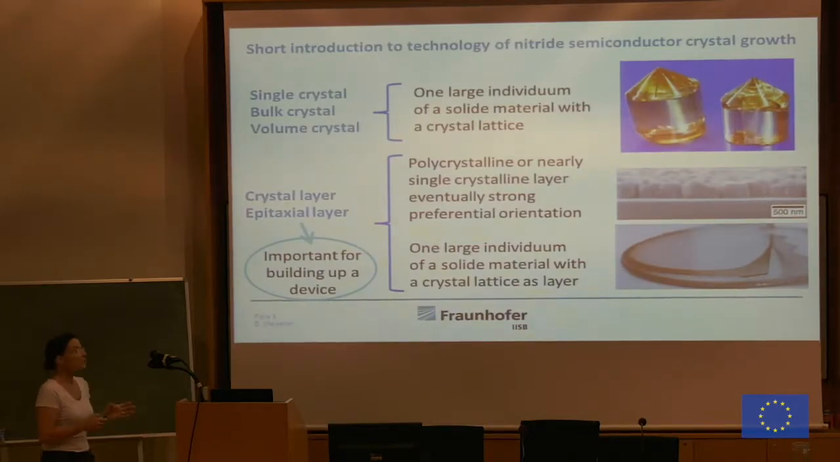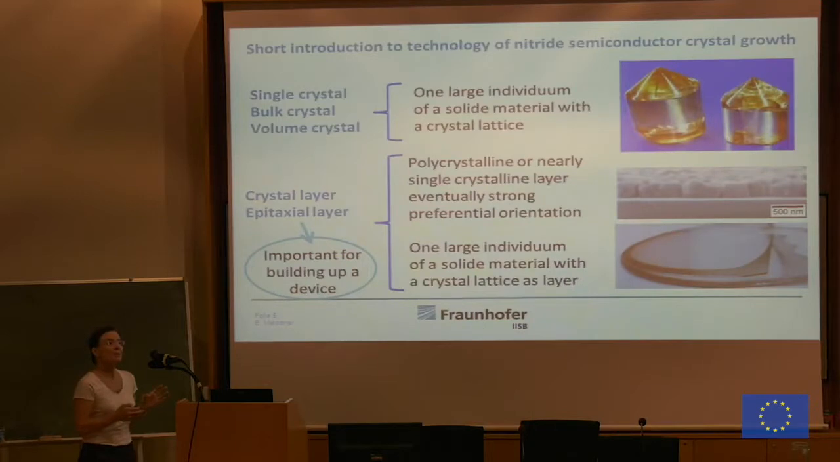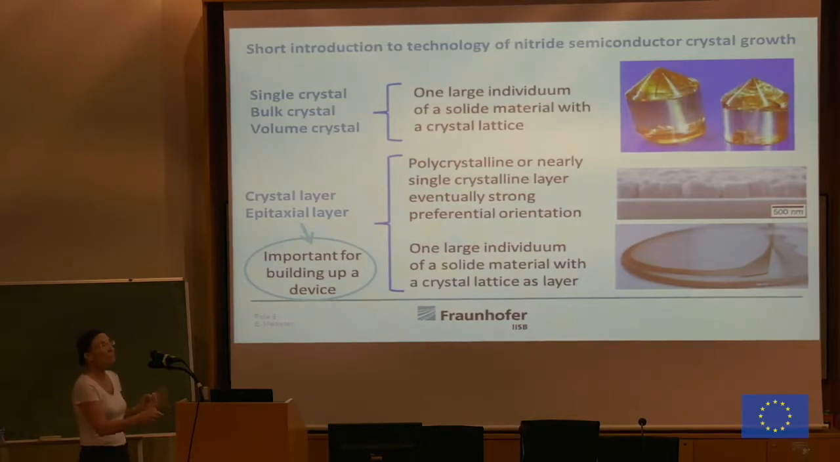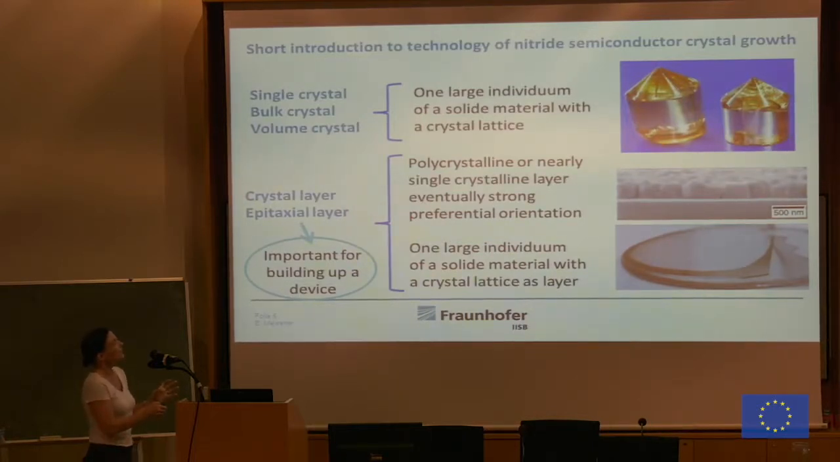So if we think about crystal growth and the type of crystals that we would need for an application, like for an electronic material, there are various choices. So I told you about the single crystal, the volume crystal, which is a big body of a crystal with atoms ordered from the bottom to the top. This is what you see here. So it's one large individuum.